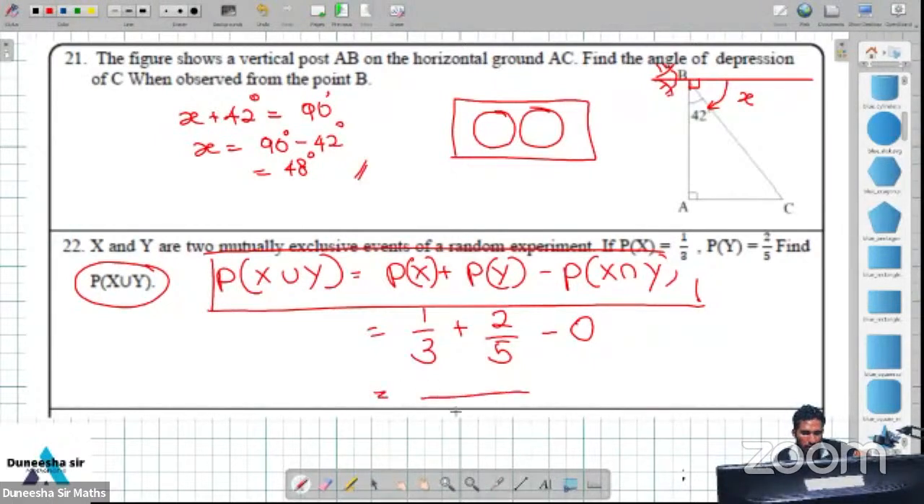What is the common denominator? It is 15. 5 plus 6, then 11 over 15. Is it? 11 over 15. Okay. After you finish it, try to send it.